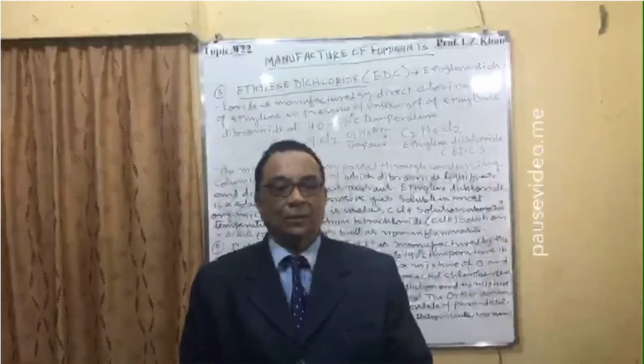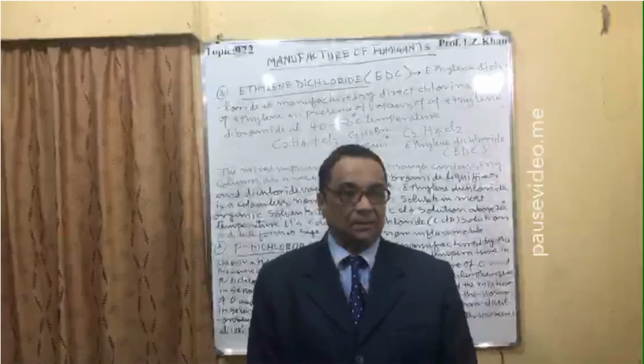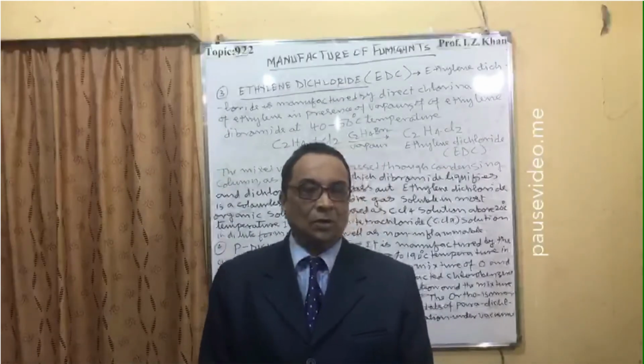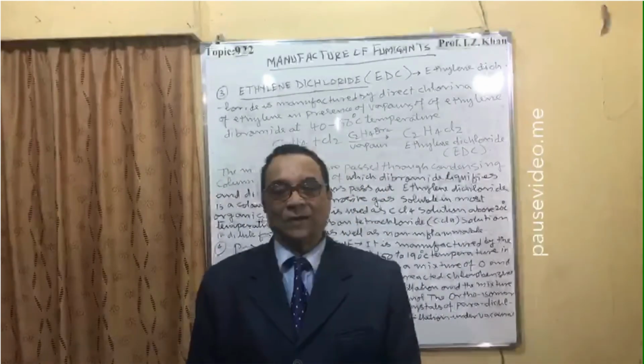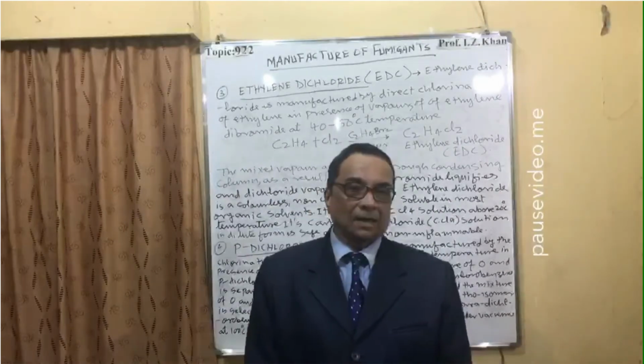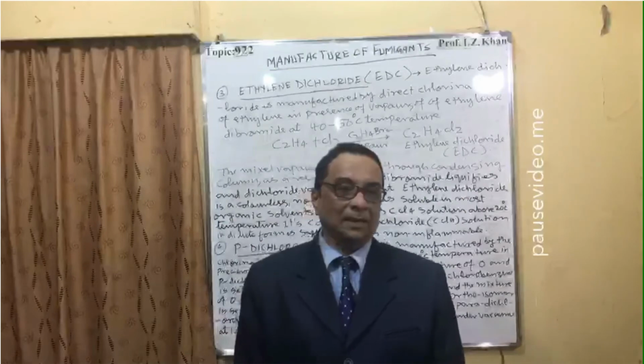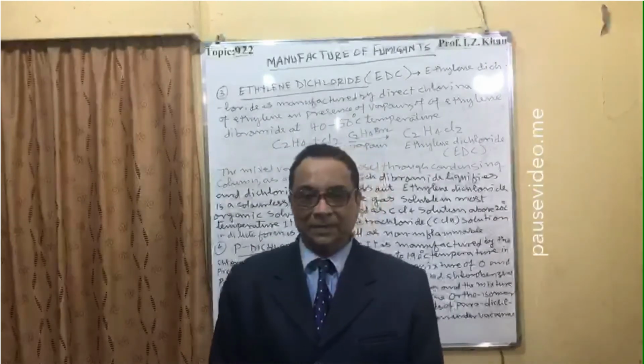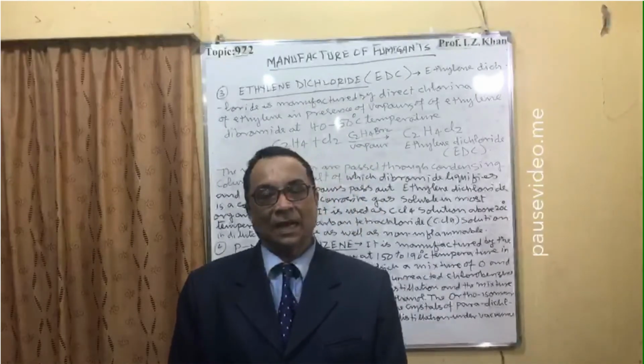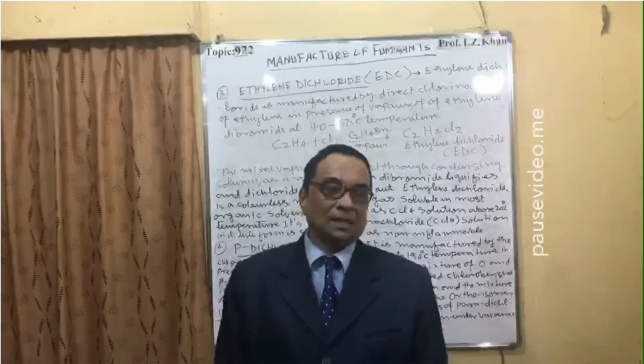So here I will stop, and in the next lecture I am going to continue with the manufacture of these fumigants, and the first one will be trichlorobenzene fumigant, and the second one is aluminum derivatives.